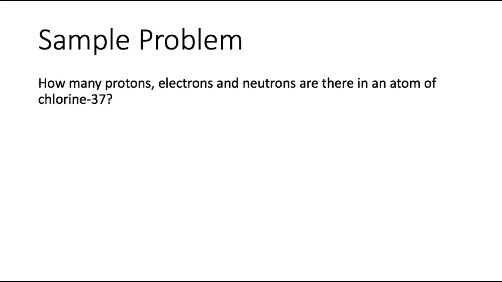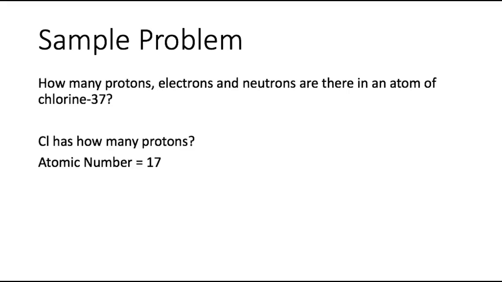How many protons, electrons, and neutrons are there in an atom of chlorine-37? Well, the first thing I want to ask myself is, chlorine has how many protons? If I look at the atomic number from the periodic table for chlorine, I see that the atomic number is 17, and that tells me that I have 17 protons. I know that my number of protons is equal to my number of electrons, so this means that my number of electrons must also be 17.